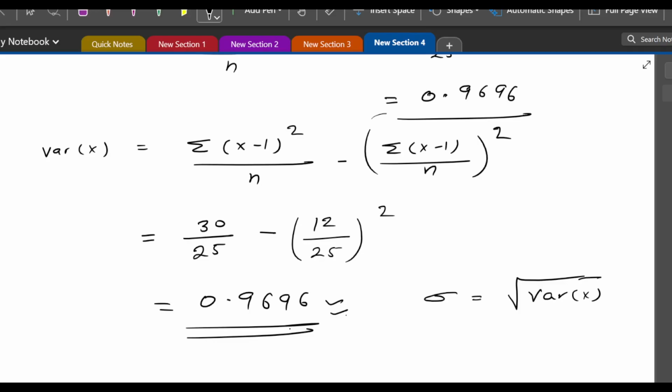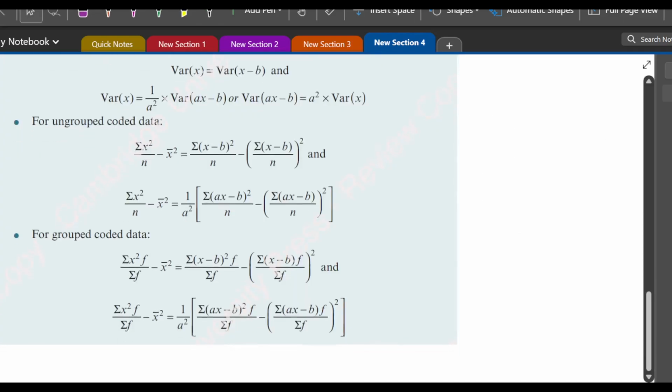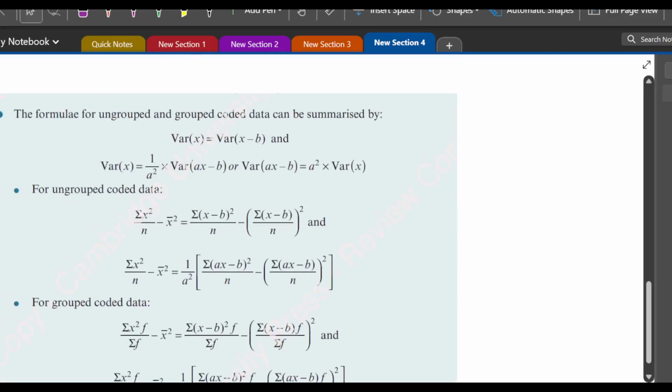Now, if you refer to your textbook, you will find some formulas which are interesting to understand. I will present them in front of you. If you simply apply the formulas without considering any logic behind them, that will also work. So here is a list of formulas.